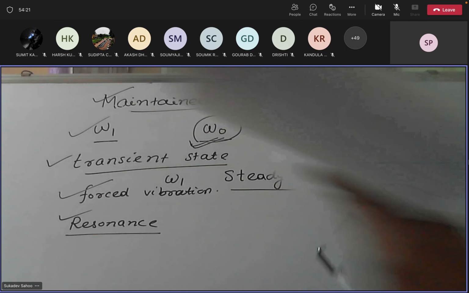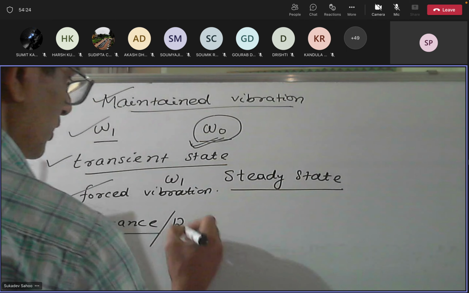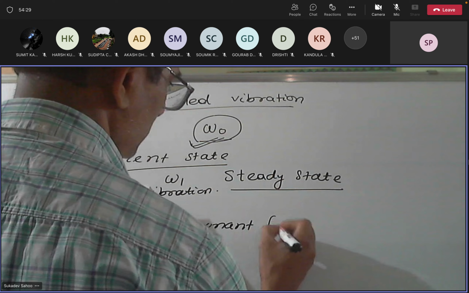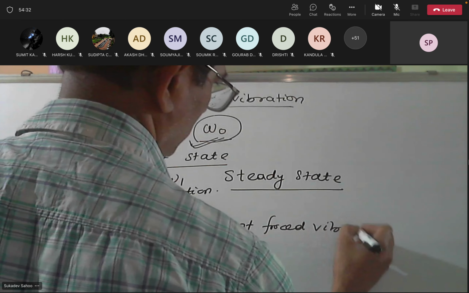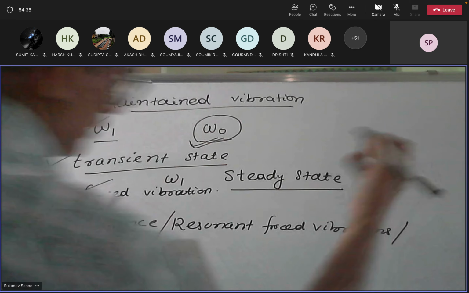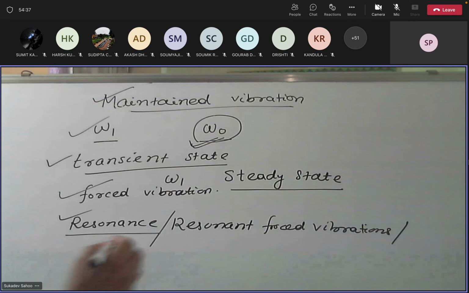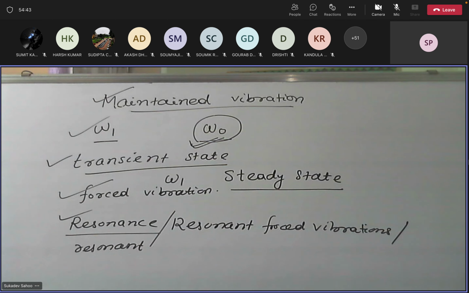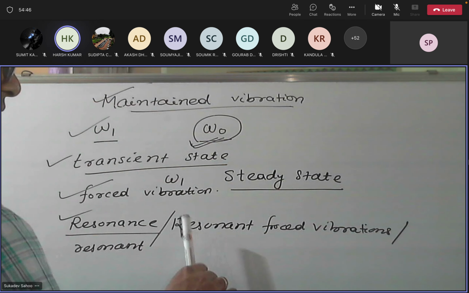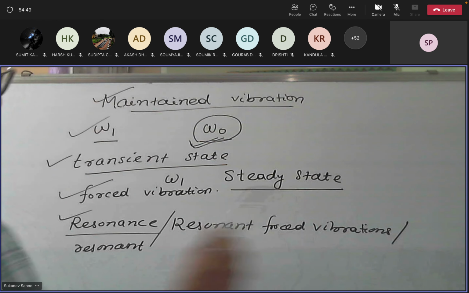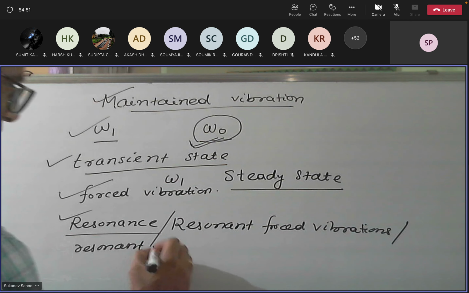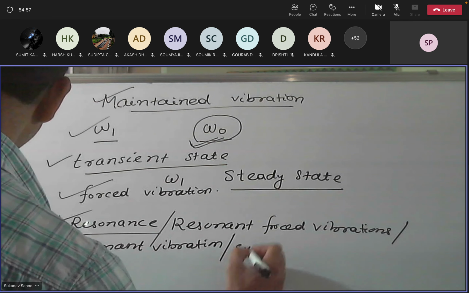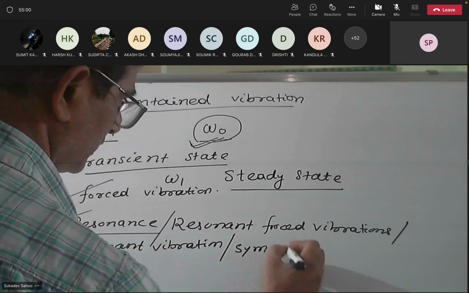This is called resonant. These are different names: resonant forced vibrations. These are given in different books, but in our book we have collected from different books and we have written a text. Resonant forced vibration or resonant vibrations, or simply we are saying resonance. Or in some books it is written that sympathetic.